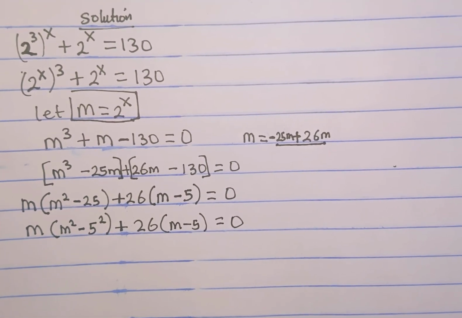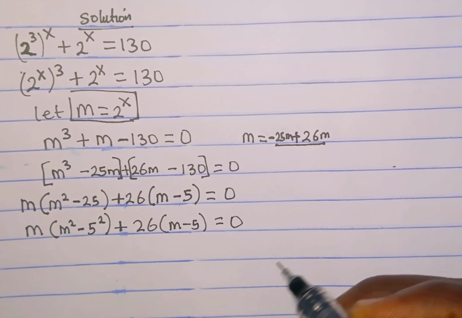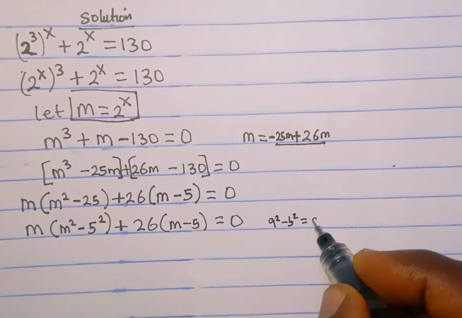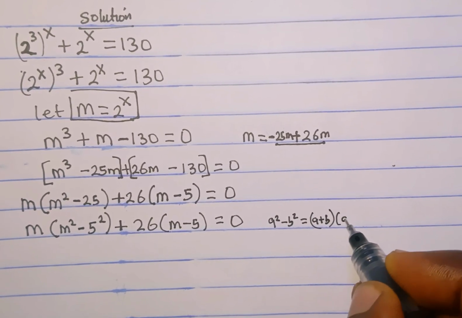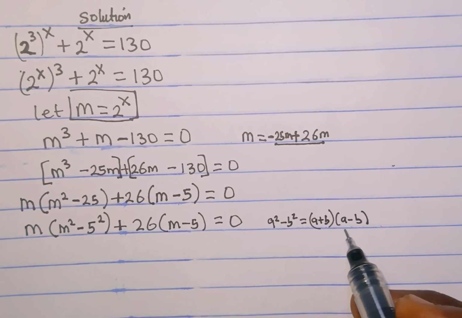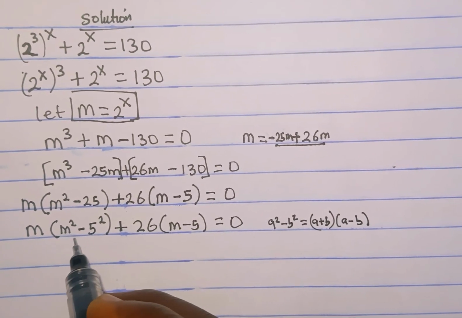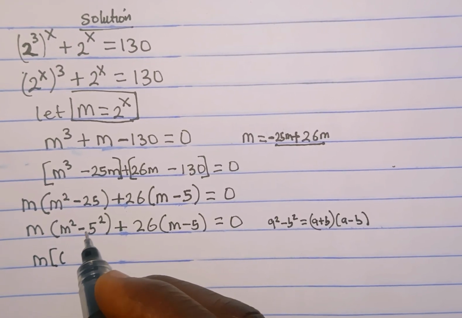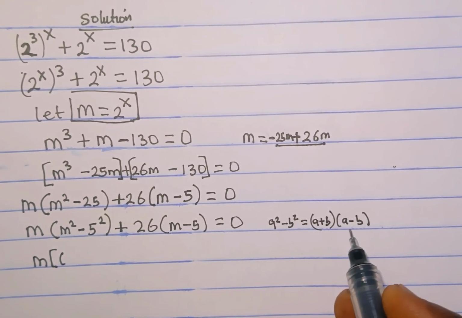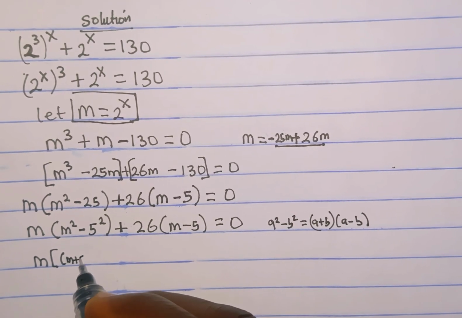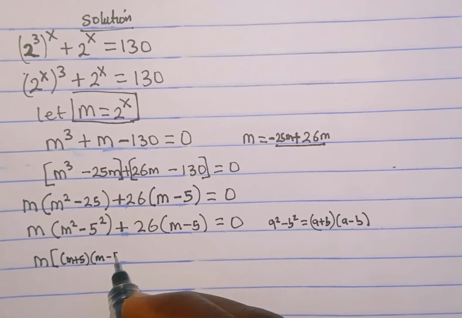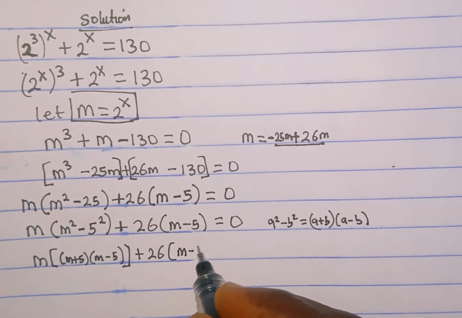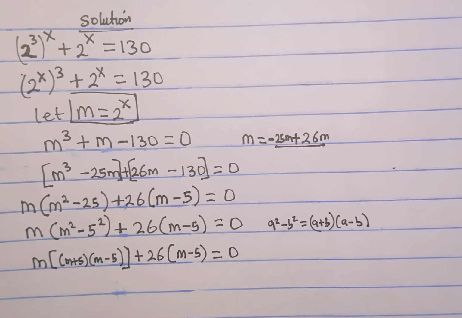So the next thing we are going to do is to recall what we call difference of 2 square. When we have a squared minus b squared, this can be factorized as a plus b, then multiplied by a minus b. So this is what we are going to work with in this bracket, only this bracket, so that we have m into the bracket of m squared minus 5 squared in the form of this. To be in the form of this is going to be what? m plus 5, then multiplied by m minus 5. So we close the bracket, plus 26 into m minus 5, everything will be equal to 0.